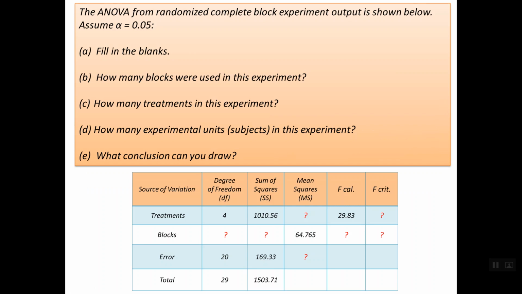This is the question. What we have here below is the ANOVA table with block design. Regarding the significance level, it is 0.05. What is needed for this question? First, we need to fill in the blanks, simply to replace the question mark by the correct calculated values.